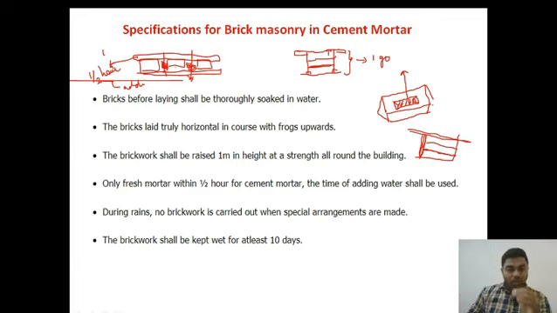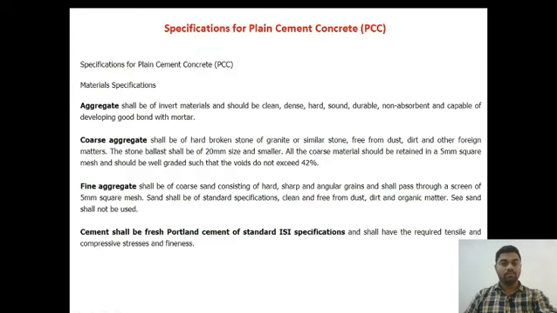During rains, no brickwork should be carried out unless special arrangements are made. The brickwork shall be kept wet for at least 10 days. The curing of this brick wall should be done for at least 10 days. Minimum 10 days we need to cure these brick walls. So these are the specifications of brick masonry in cement mortar.